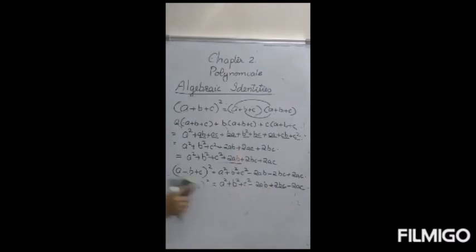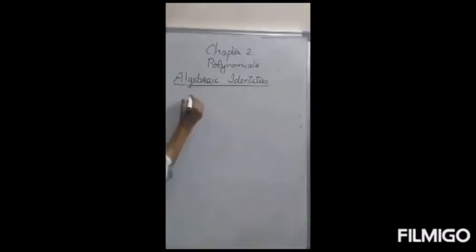Now if comes this, (-a + b - c) whole square, then ac should be positive and the other two are negative.